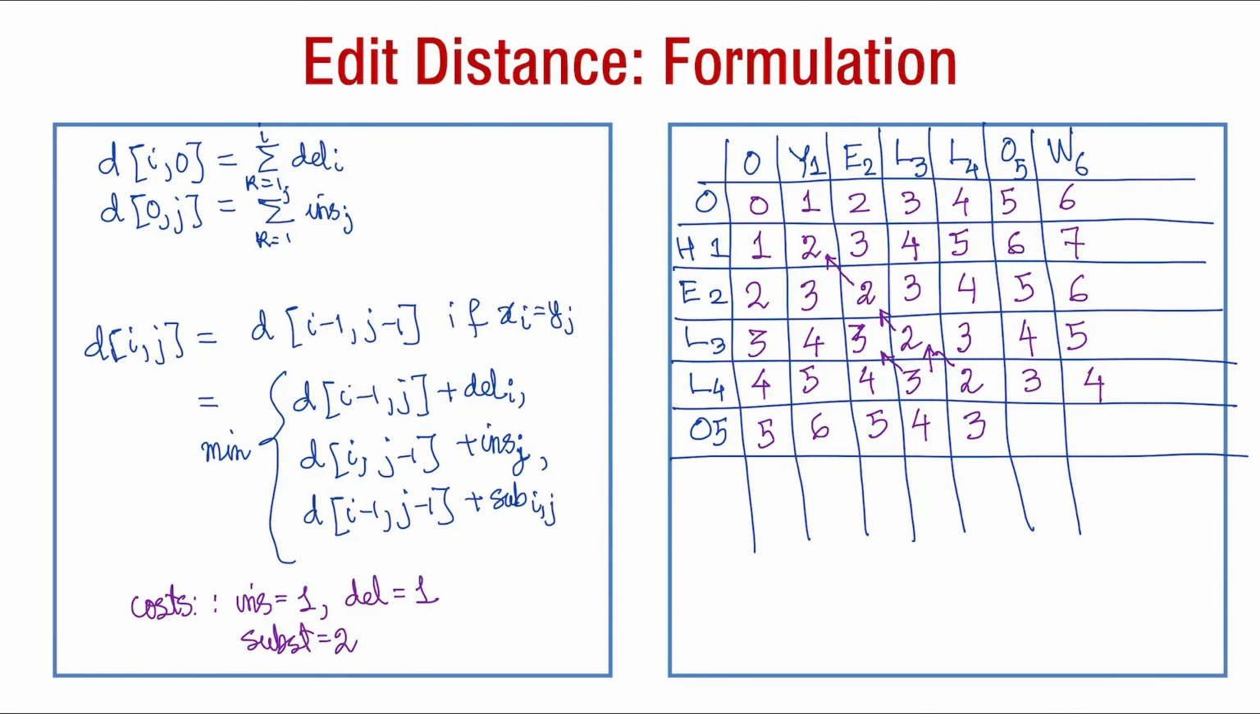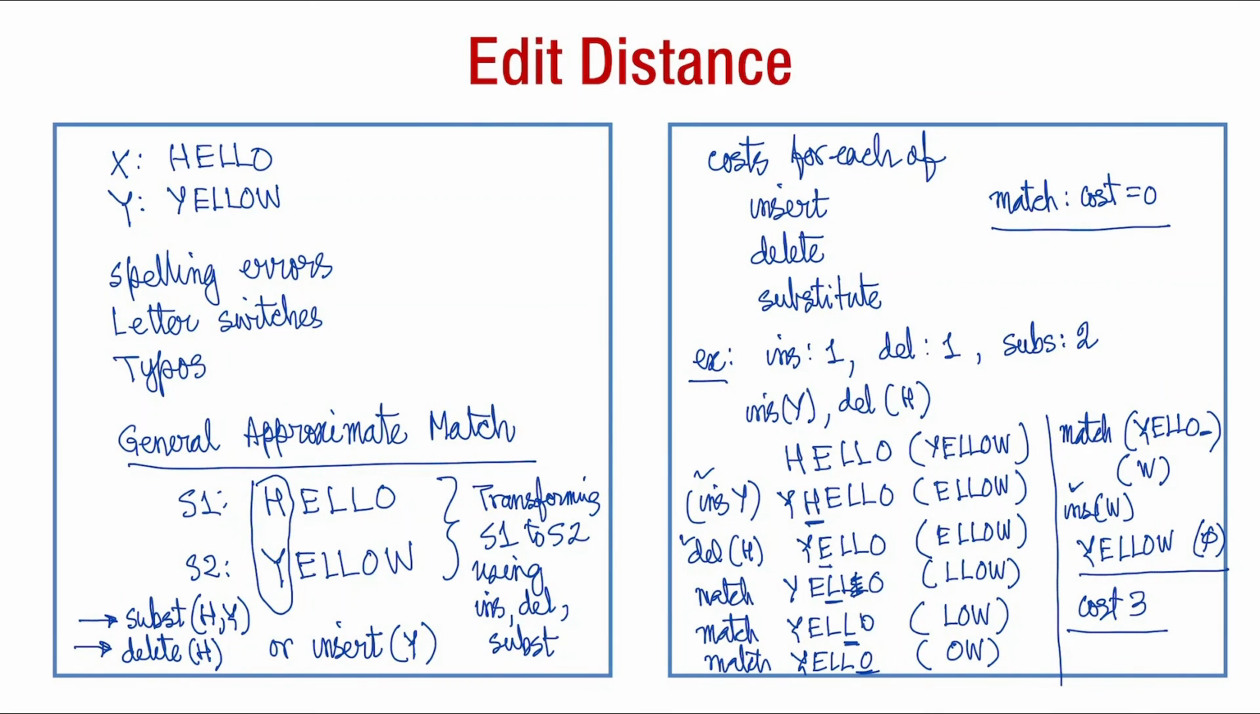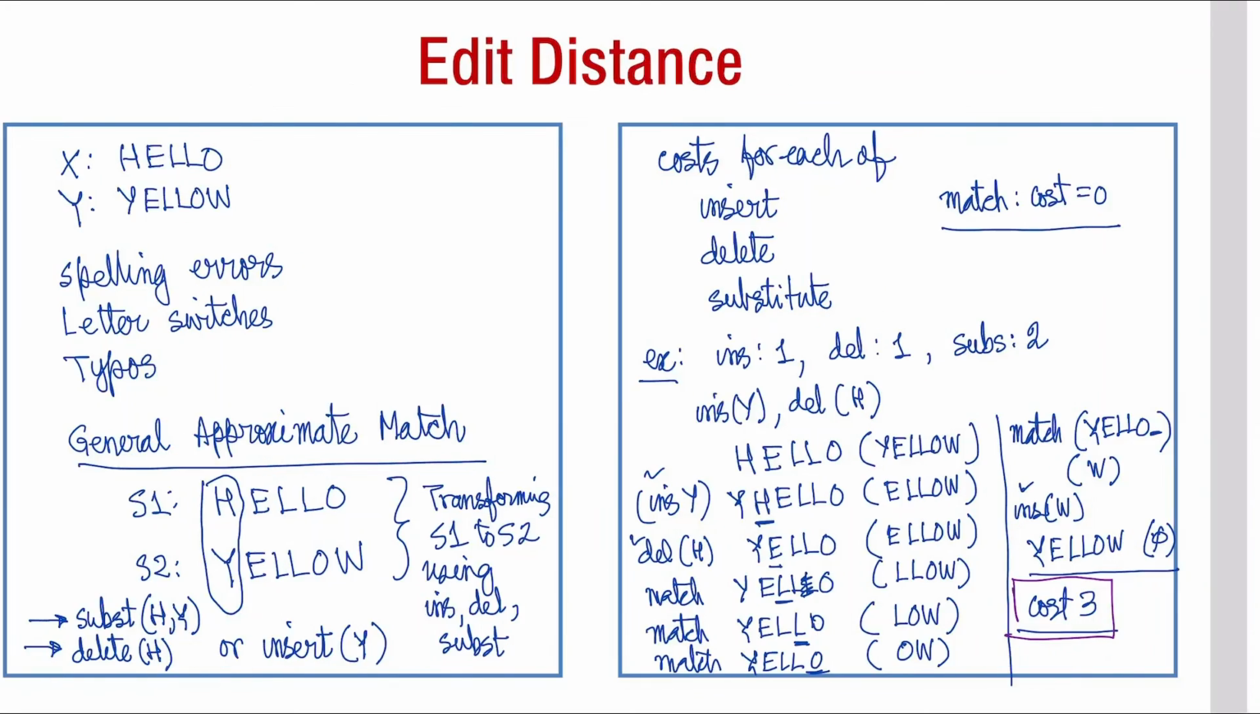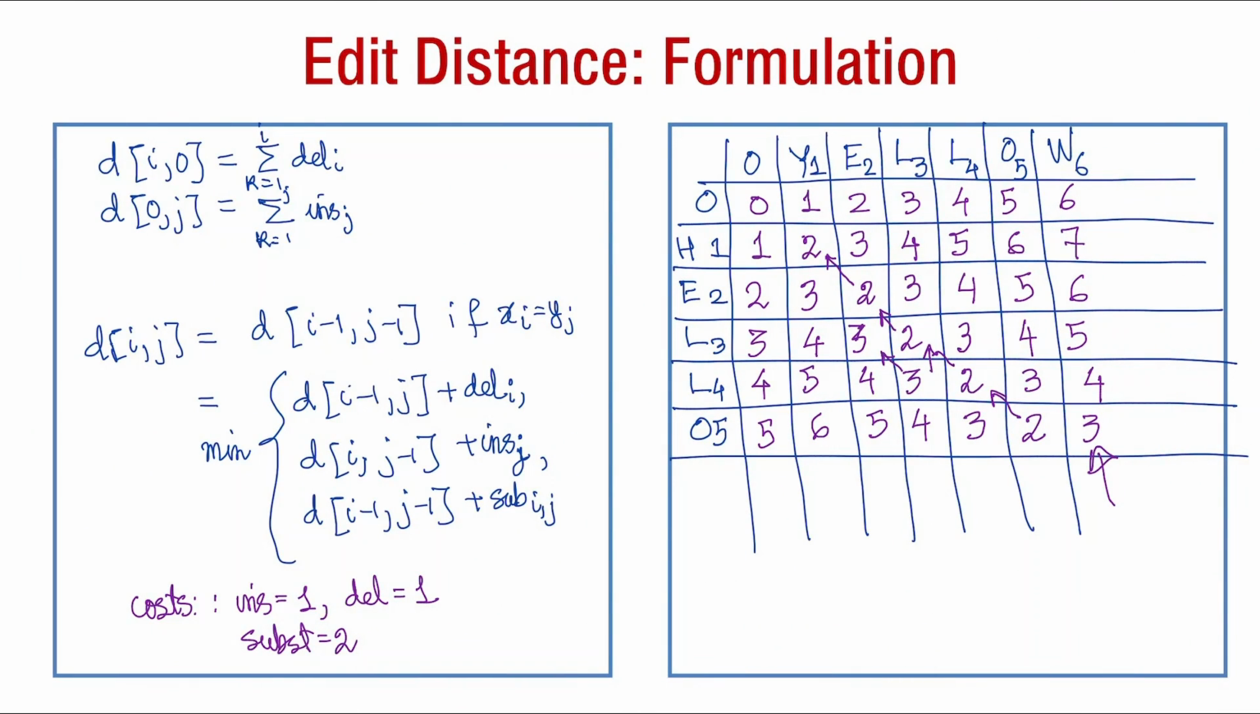O and O will match. Once O and O match, this will become 2 because this and this match, and this will be 3. And finally, as we have seen in the example previously, the final cost that we get is 3, and this cost 3 will be computed by this algorithm. And as we have seen, this can be implemented in order m into n time and order m into n space.